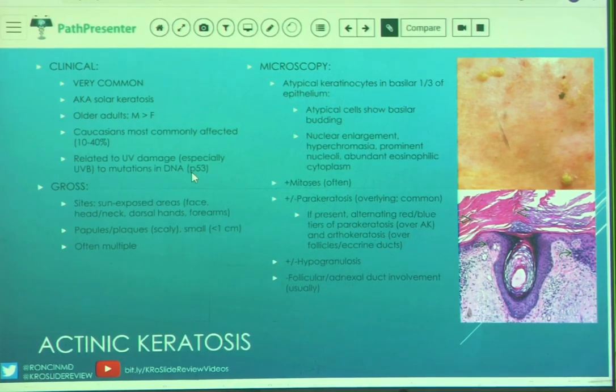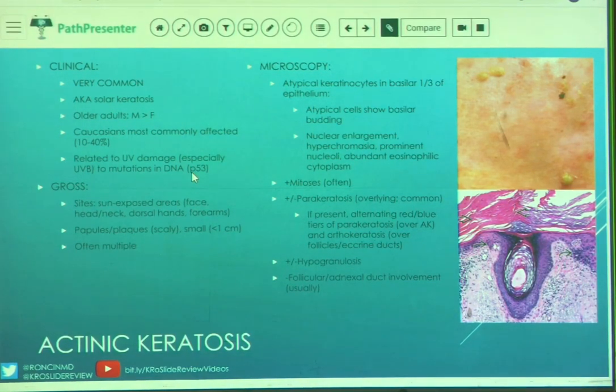On microscopy, you're going to see atypical keratinocytes in the basilar third of the epithelium, which is what we saw. We had to hunt for it a little bit, but that's okay. The apical cells will show basilar budding, so we did hit that. And there will be nuclear enlargement, hyperchromasia, which means that the nuclei get very dark. You'll have prominent nucleoli, so almost like an eye staring right back at you. And you'll also have abundant eosinophilic cytoplasm, because again, these are keratinocytes.